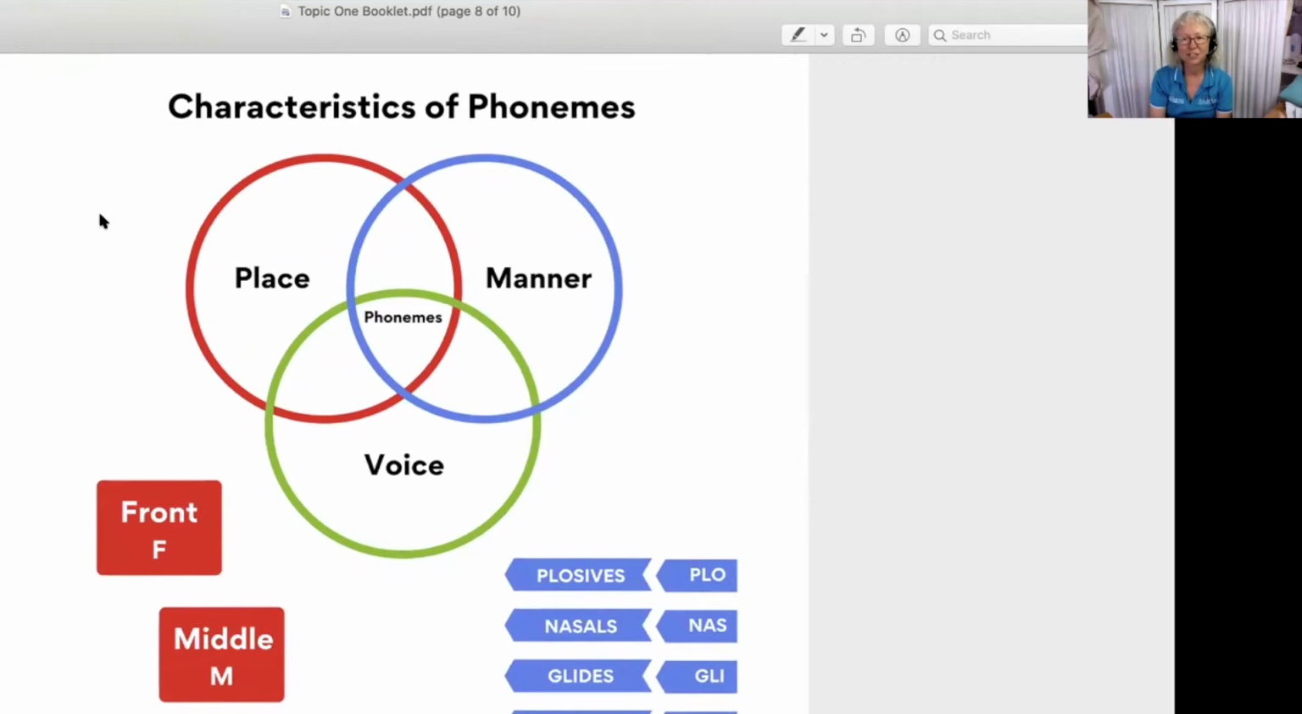And speech pathologists think this way. We're constantly thinking of the characteristics of phonemes so that if somebody makes a speech error, we can work out: is it the place that's the error? Is it the manner that's the error? Or is it the voice that's the error? So we need to know these characteristics for the sounds when they're articulated correctly, so we're ready to analyse the errors.